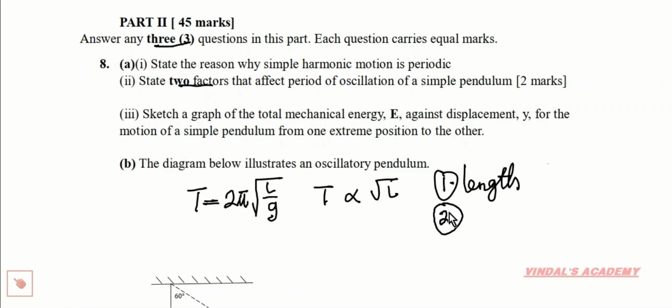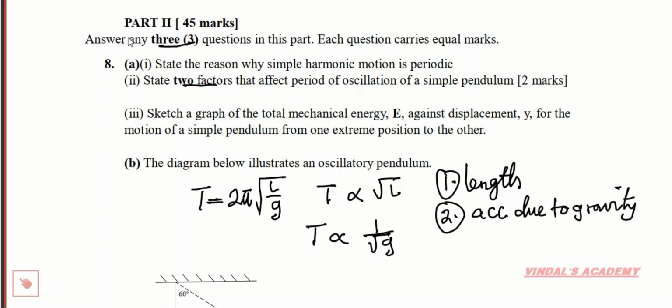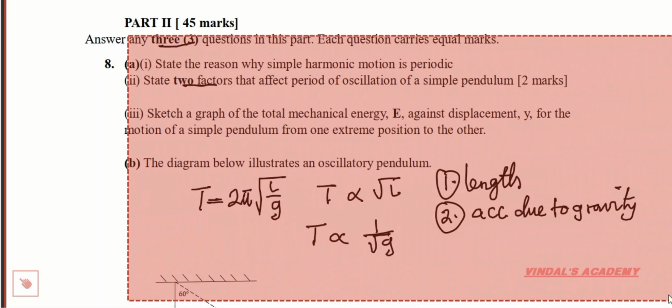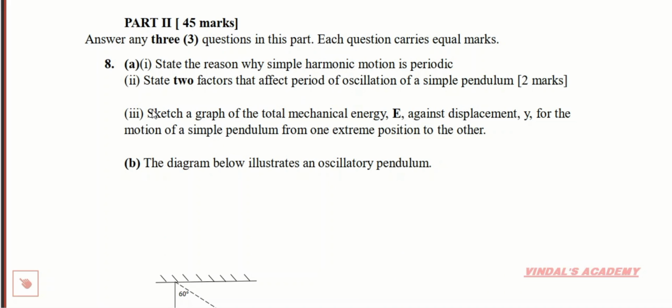Number 2, you can also say from this equation that T is directly proportional to 1 over square root of G. So that means that period is also affected by acceleration due to gravity. Acceleration due to gravity is the second thing. We are going to the other part, number 8AII.